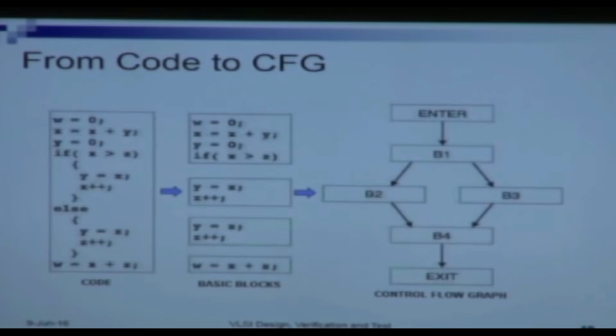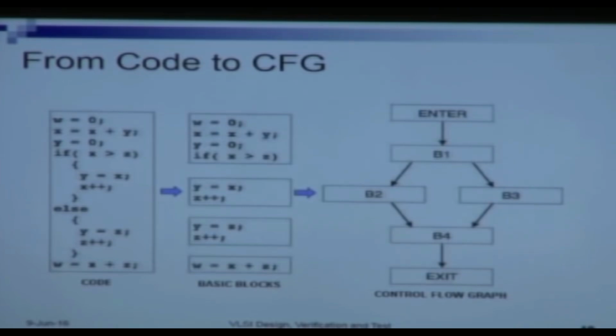Let us say that we have a code like this: w equals 0, x equals x plus y, y equals 0. If x greater than z, then y equals x, x plus plus, else y equals z, z plus plus, and at the end w equals x plus y. So what are the pieces of straight line code we have here? First, we start with w equals 0. There are no conditions or loops. Then x equals x plus y, y equals 0, and the if statement.